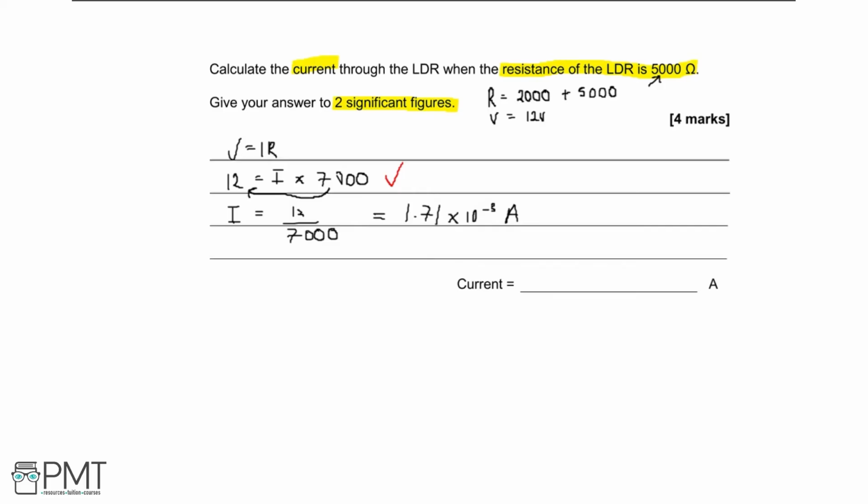So we get the second mark in this question for rearranging, and we get the third mark for getting the correct answer of 1.71 times 10 to the minus 3 amps. The final mark that we get is for rounding this to two significant figures, and 1.71 to two significant figures rounds to 1.7 times 10 to the minus 3, and they've already given us the units, and that is our fourth mark in this question.